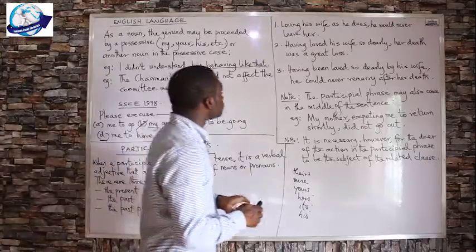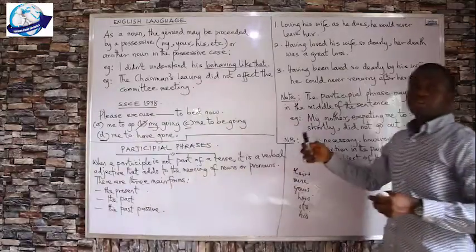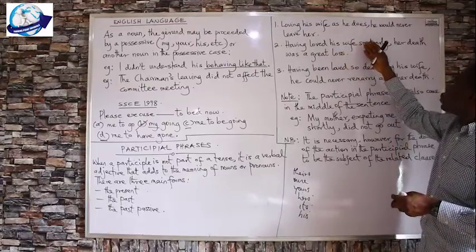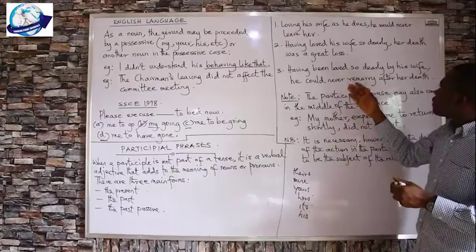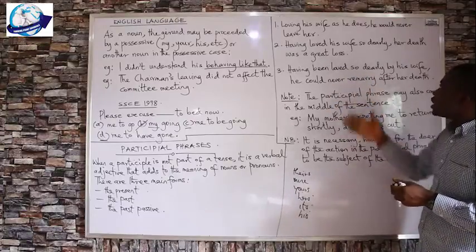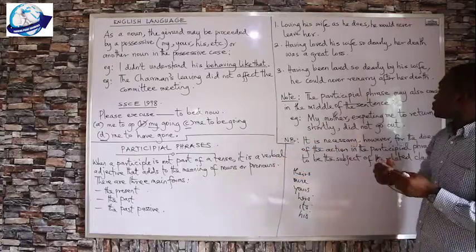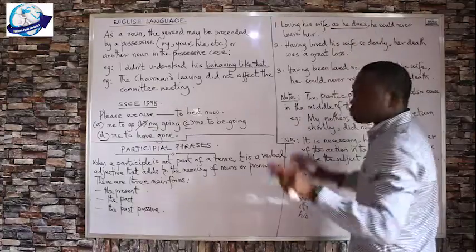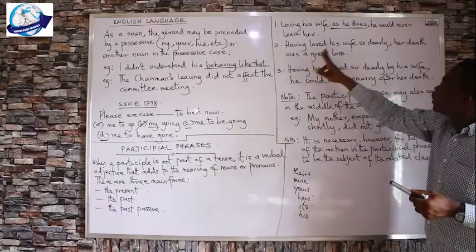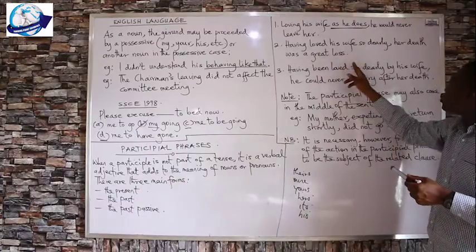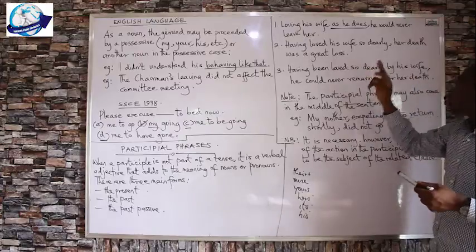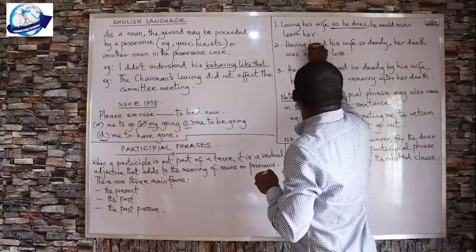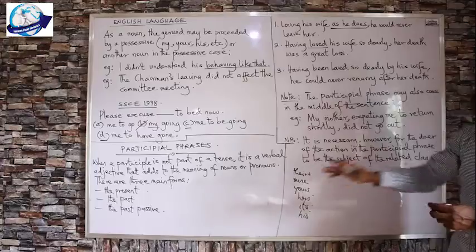Now go with me on board, let's see. Now what do you have here? It says, loving his wife as he does, he would never leave her. This is the present. Then, having loved his wife so dearly, her death was a great loss. You can see the word here, love. Having loved. That's the past now.